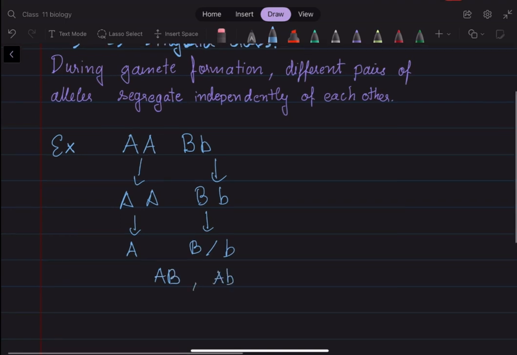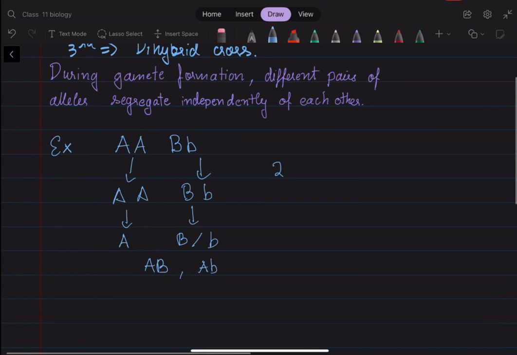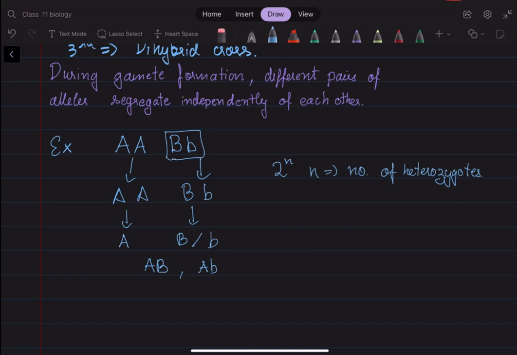So how do we find this out without doing all this? There's just one formula, 2 to the power of n, where n represents the number of heterozygotes, meaning the number of different pairs of alleles. You can see in this pair of alleles both are different, so like that you have one. This is a homozygous pair and this is a heterozygous pair. So here we have one heterozygous pair, so you will get two types of gametes.